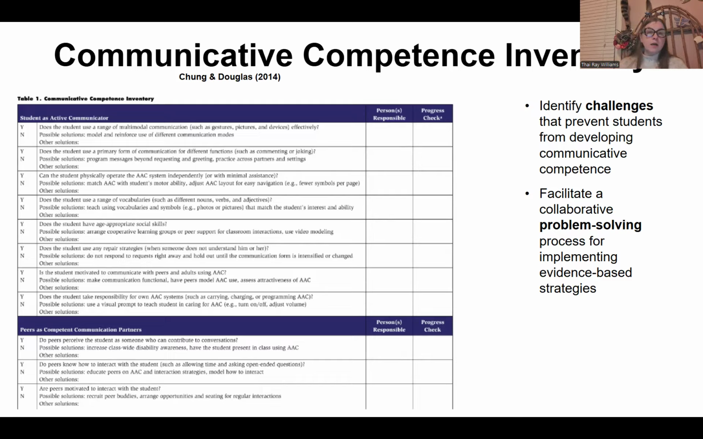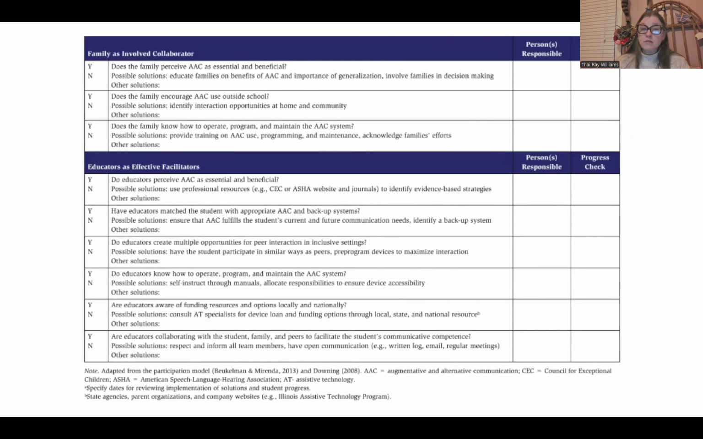And when you're using the Communicative Competence Inventory, you're looking at four different groups of communicators. First, the student as an active communicator. Peers as competent communication partners. When you're teaching communication, you have to make sure that our students have communication partners. Sometimes it's you, sometimes it's your para. Whenever possible, make sure it's a peer, because those are highly engaging communication opportunities for our students. Then you also want to look at the families as involved collaborators. And then we also want to reflect on ourselves and see, are we as educators effective facilitators?